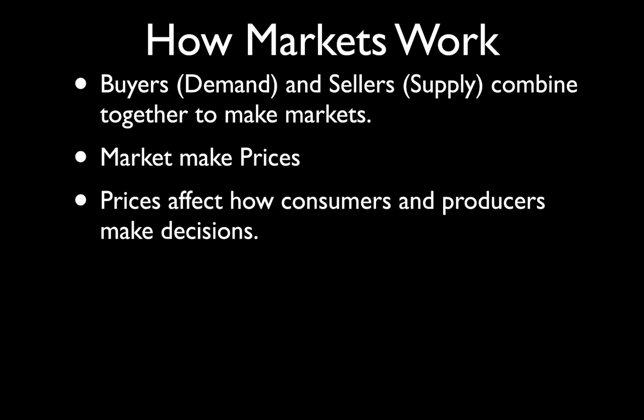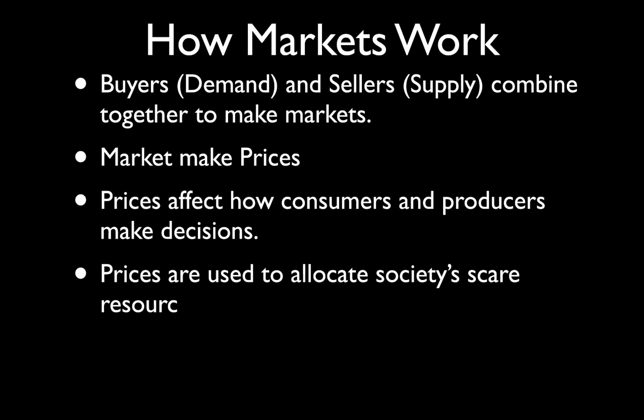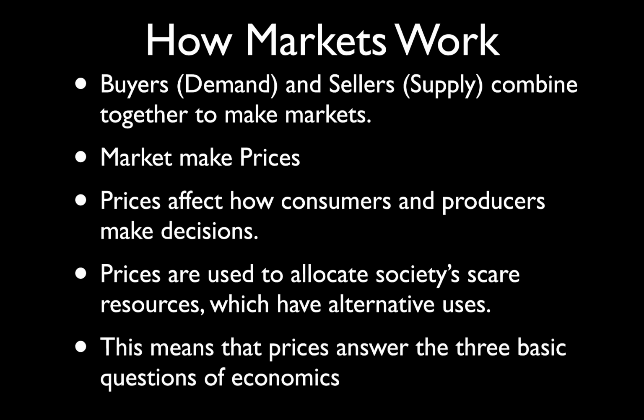Prices affect how consumers and producers make decisions. What was the real world issue number one that we already talked about? How do consumers and producers make decisions to maximize their respective desires? Prices then are used to allocate society's scarce resources, which have alternative uses, and yes, they do. And that means that prices answer the three basic questions of economics, because they're determined in the market. If I'm not happy with the price, I leave. If I'm not happy with the price as a seller, I leave.